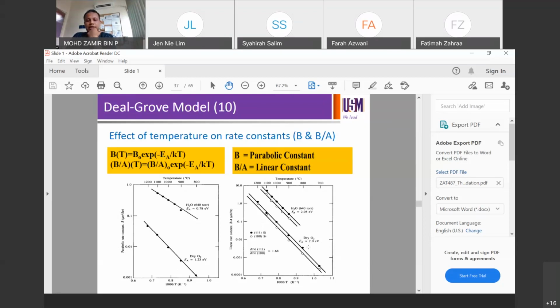And if you want to design the process, you can also use this parameter. For example, if you want to run at 1000 degrees C, then you can get the value of your B over A, then you can get the value of B at whatever temperature and whatever time. Then you can plug into your Deal-Grove model, and then you can predict your targeted oxide thickness after the process by using the equation. So this is what it is meant for.